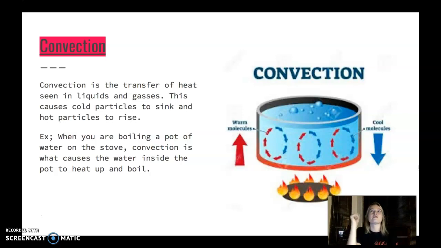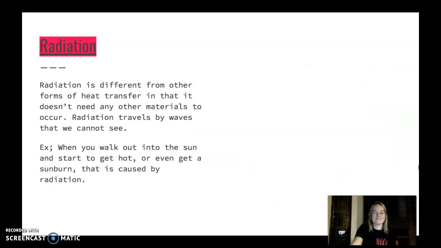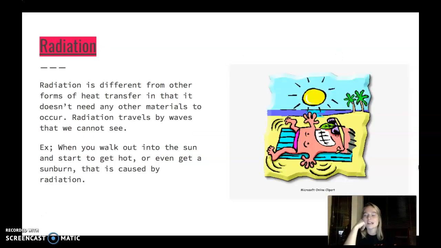So we've reviewed our first form of thermal energy transfer, which is conduction. And we've just reviewed our second form of thermal energy transfer, which is convection. And now we're going to move on to our third form of thermal energy transfer, which is radiation. Radiation is a little bit different from convection and conduction in that you don't have to touch it to feel it. I'll go ahead and read the definition for you and then I'll jump into an example.